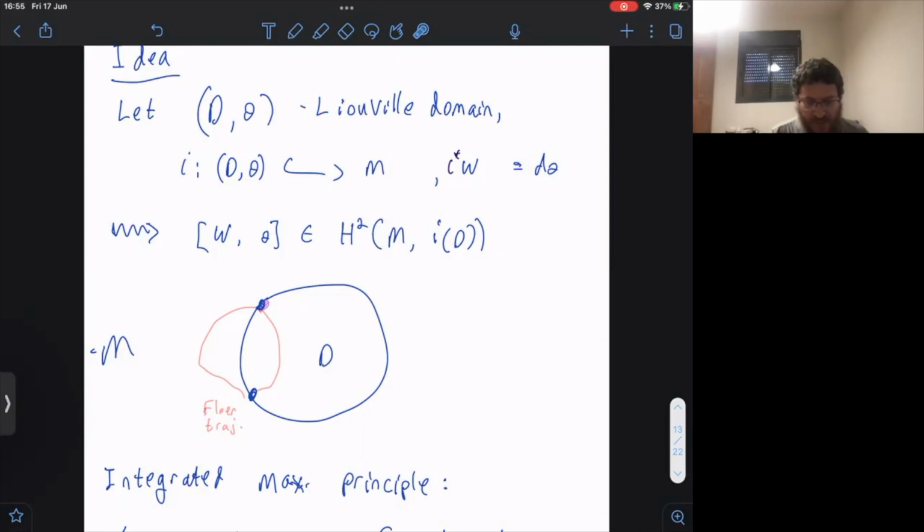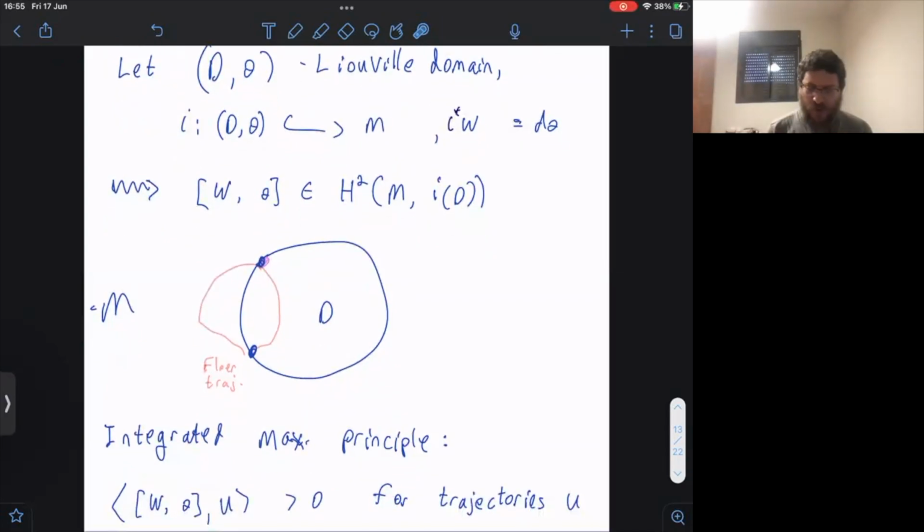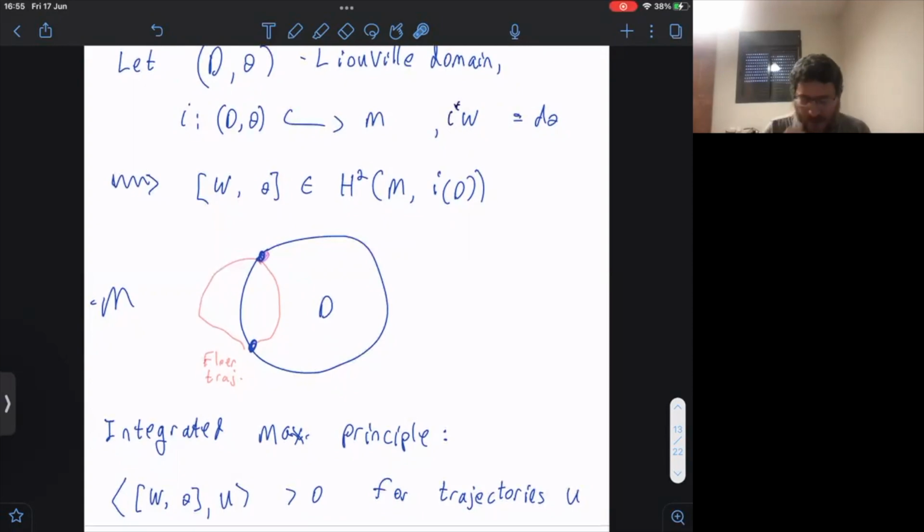I'm pretending that the Hamiltonian dynamics input only comes from the boundary and the inside, and the effect of the ambient space is that it allows Floer trajectories which go around the manifold. This has to be made precise, and I have a work in progress which gives a rigorous formulation of what I just said. But for now, let's just pretend that this is a convenient picture and basically correct.